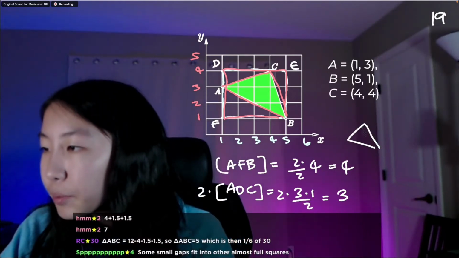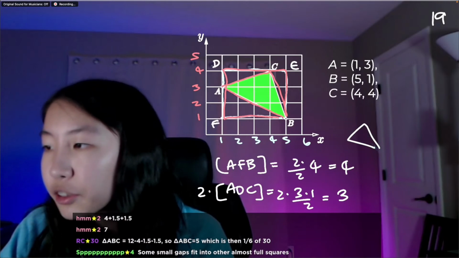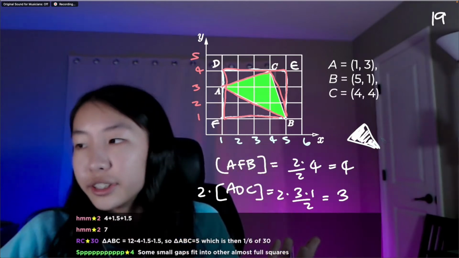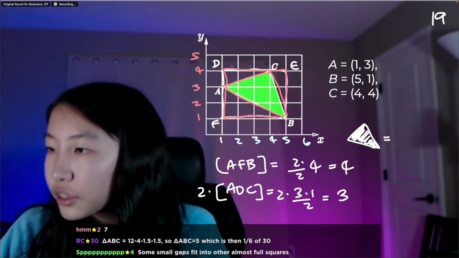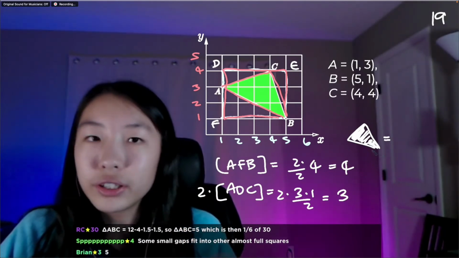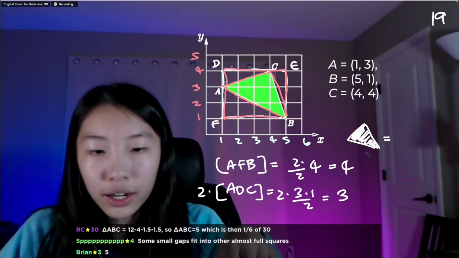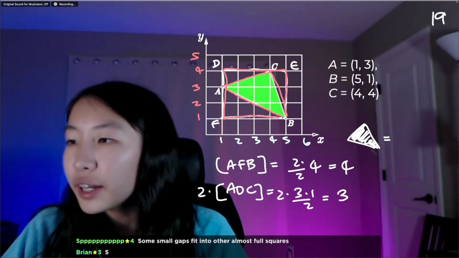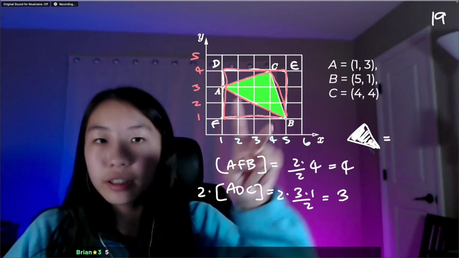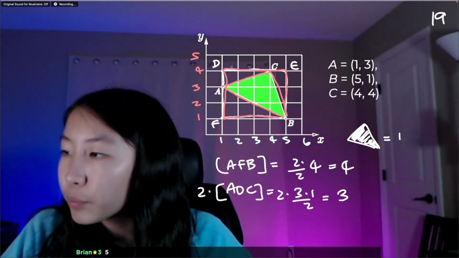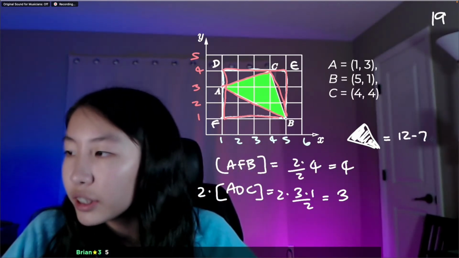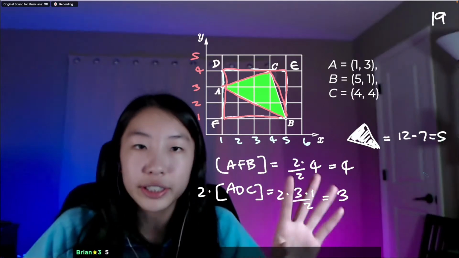In fact, the reason why we drew the rectangle around it was so we can use a subtraction technique. So the area of this is just going to be the big rectangle minus the little. All right, great job, Brian. So we know that the height is 3, base is 4, so the rectangle is 12, subtract 7, you get 5 for the green area.